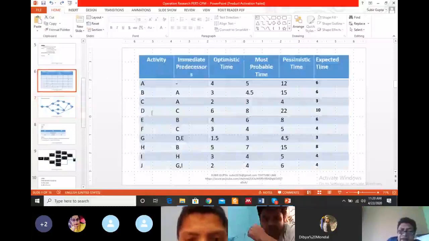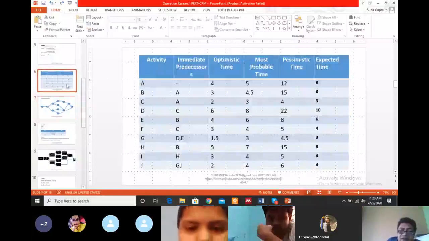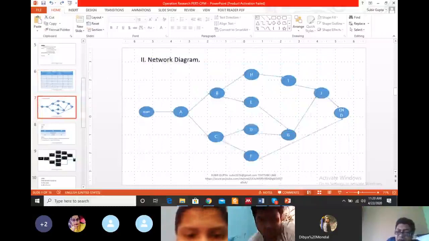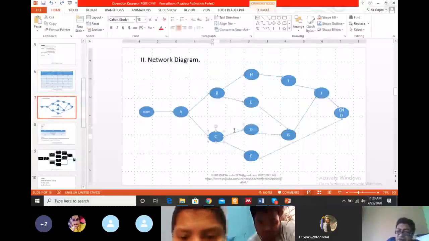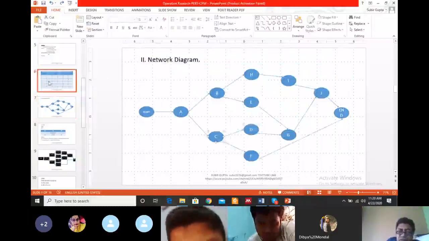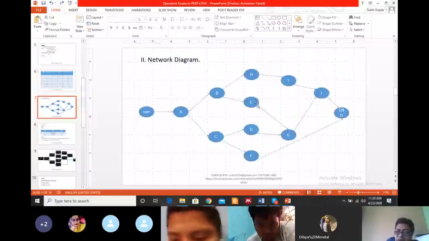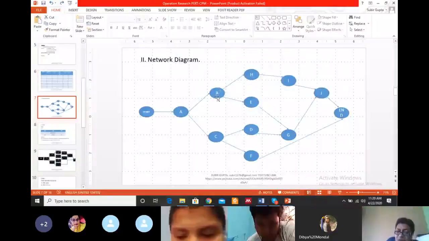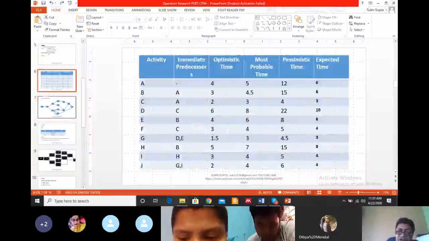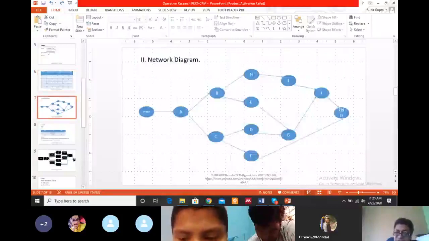Next, D coming from C. So we write down D coming from C. No problem. Next, E coming from B. We write down E coming from B. We just join B and E. Right? Next, F coming from C. We write down F coming from C.